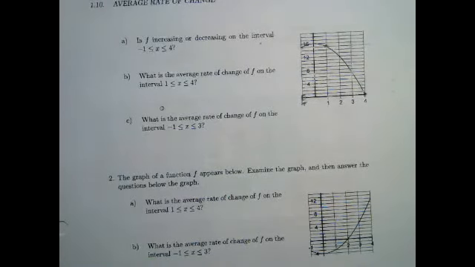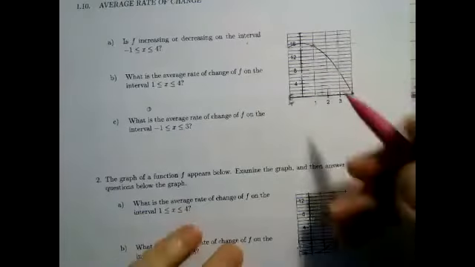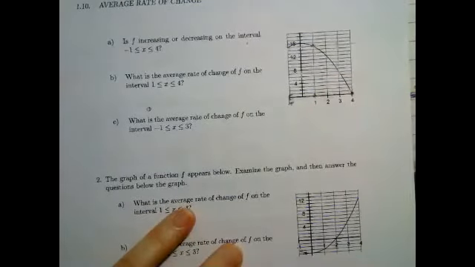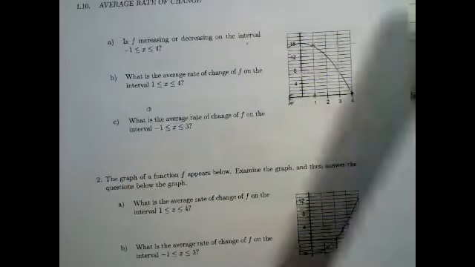Why is the average rate negative? Quickly. Because it's decreasing on the graph. Right, because the function is decreasing. Between 1 and 5, the function is decreasing. Okay, and now let us visualize a little bit.